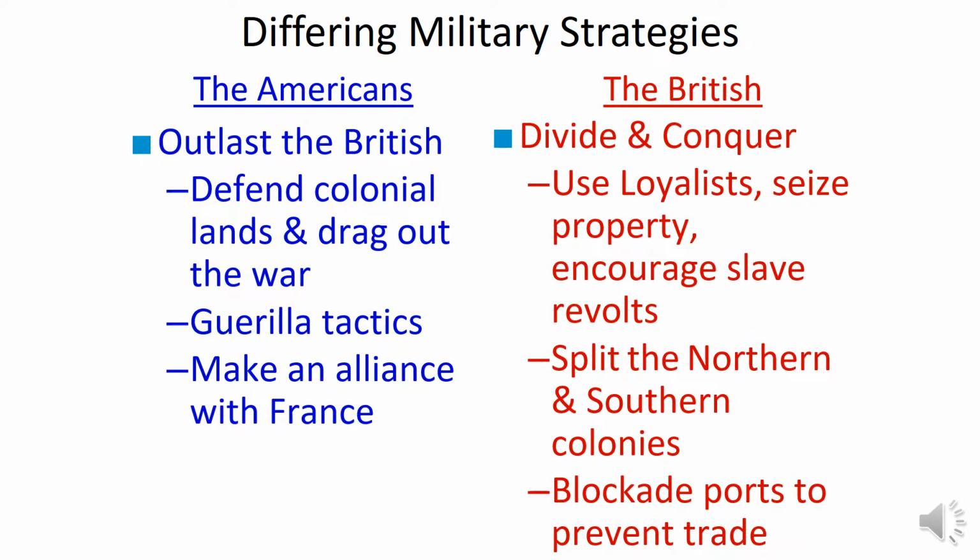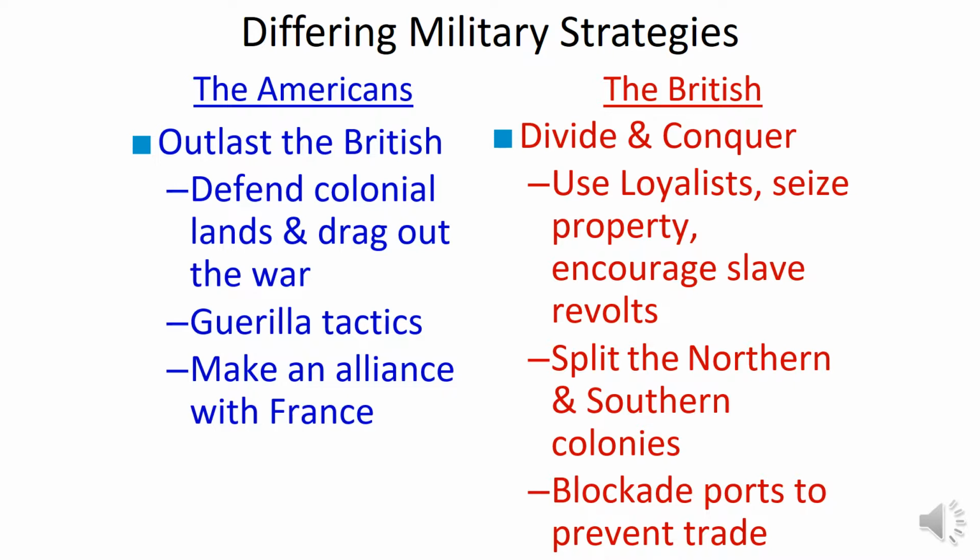What about General Gage? He wants to divide and conquer, so he wants to use loyalists. And again, they overestimate how many loyalists are there, but he wants to use those and seize property and encourage slave revolts. So the British governors who were there sent out information to slaves to tell them, hey, if you come and fight for us, we'll give you your freedom. And so he wants to encourage those slave revolts.